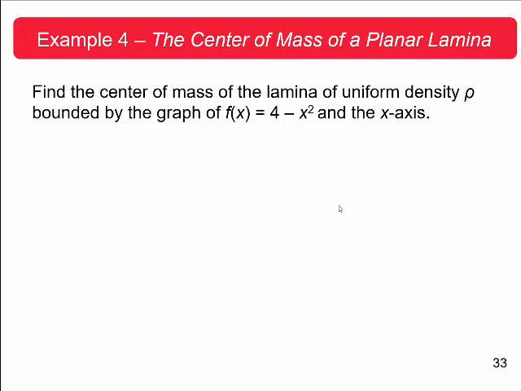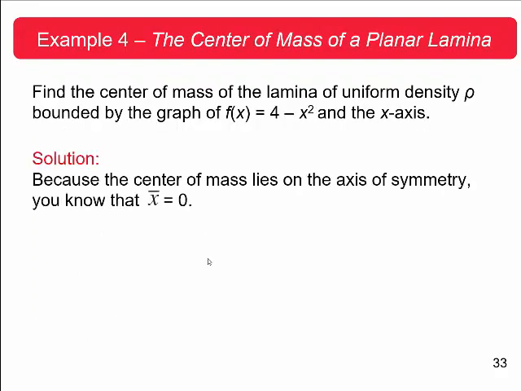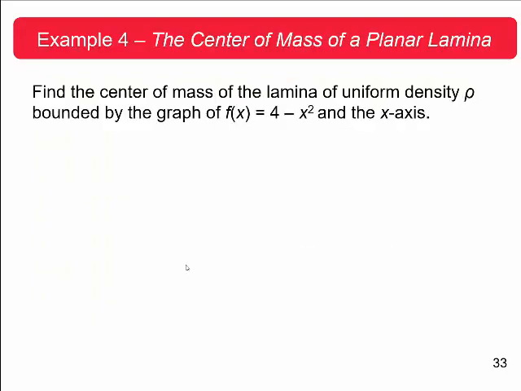So find the center of mass of this lamina of uniform density rho bounded by the graph of f of x equals 4 minus x squared and the x-axis. So this is what I want to find, the center of mass. To find the center of mass, (x bar, y bar), I need to find this integral and this integral. Because the center of mass lies on the axis of symmetry, right off the bat we know x bar is equal to 0. Moreover, the mass of the lamina follows this integral right here.